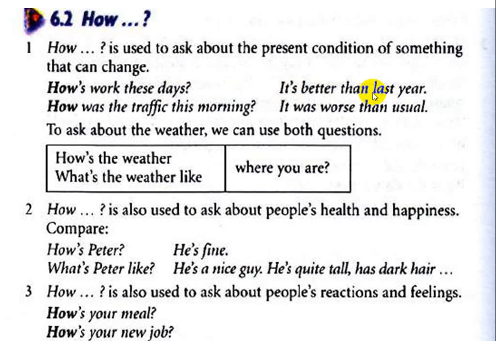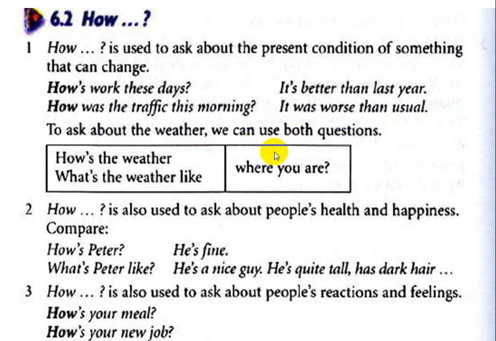It's better than last year. If the question about work these days changed, it changed in that it became better than last year. So we use it when we ask about the present condition of something that can change. How was the traffic this morning? It was worse than usual. It changed. To ask about the weather we can use both questions.